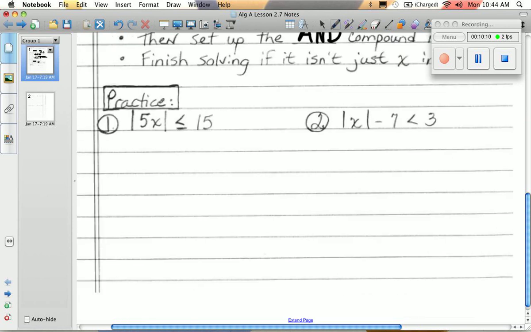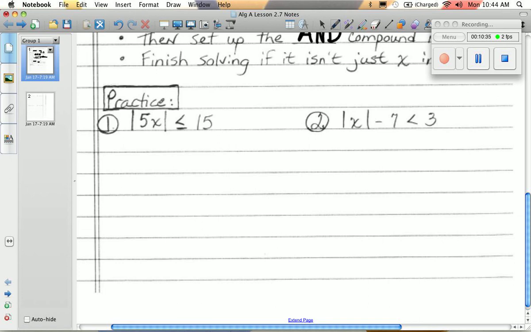Number 1. Remember, the first thing you're always going to look at is the absolute value expression part of the inequality. Is it by itself? So we have the absolute value of 5x is less than or equal to 15. Is the absolute value part by itself? Yes, there's nothing being added to it outside of it, or being subtracted. It's already by itself, so we don't have to worry about that.